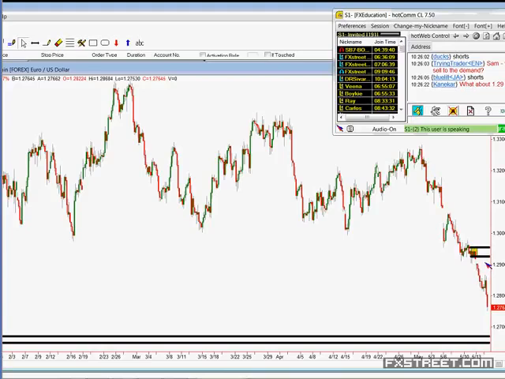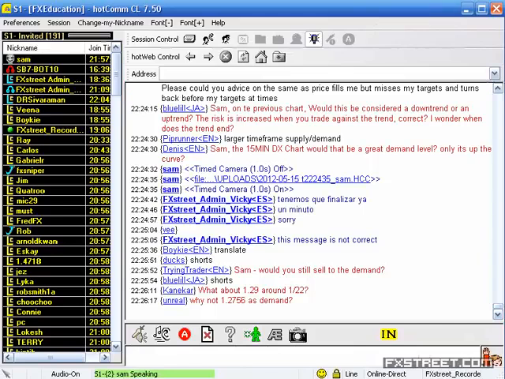It's very objective. If we were anywhere near this larger time frame demand, we could still take small time frame shorts, but we'd have to be very aggressive on profit taking. Probably never more than 2 to 1.